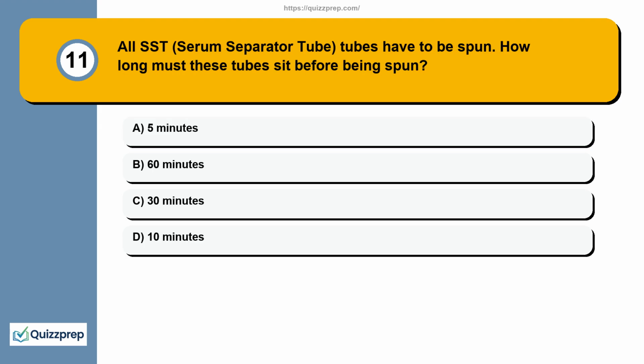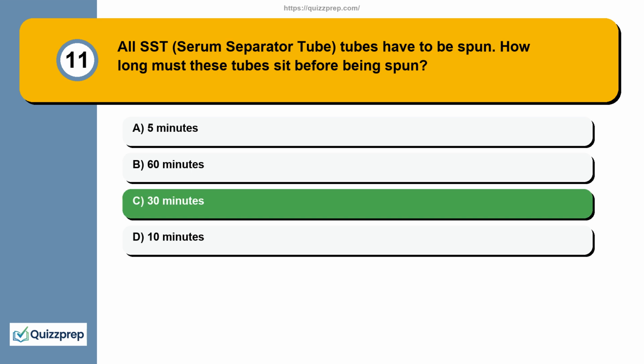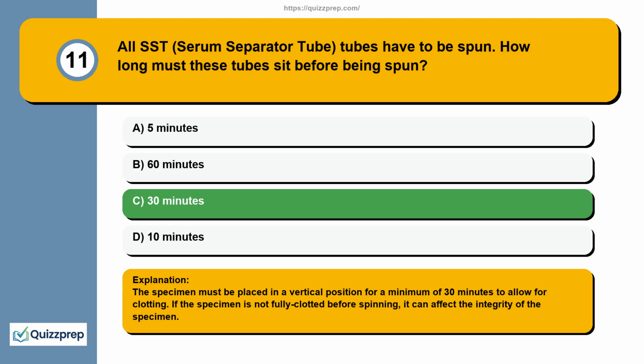Question 11. All SST, serum separator tubes have to be spun. How long must these tubes sit before being spun? 5 minutes, 60 minutes, 30 minutes, 10 minutes. The specimen must be placed in a vertical position for a minimum of 30 minutes to allow for clotting. If the specimen is not fully clotted before spinning, it can affect the integrity of the specimen.